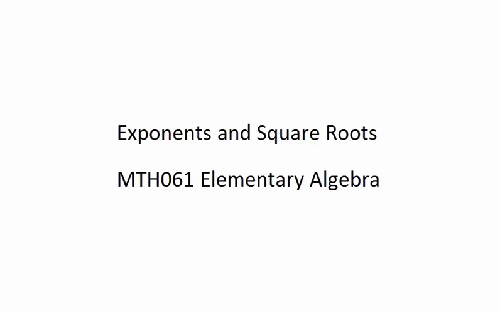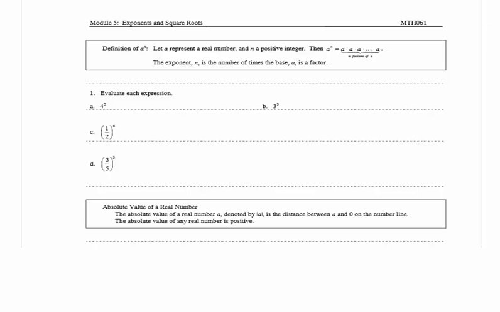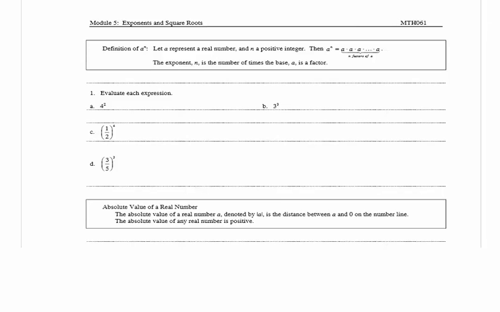In this video, we're going to be looking at exponents and square roots. The definition of a to the n: let a represent a real number and n a positive integer, then a raised to the n is equal to a times a times a, n times. The exponent n is the number of times a base a is a factor. So in 1, it wants us to evaluate each expression.